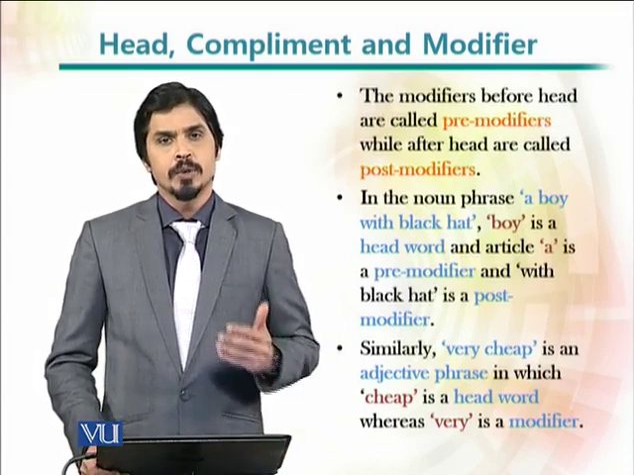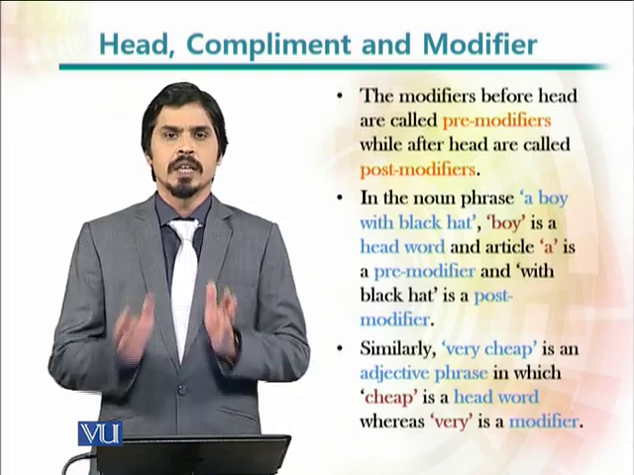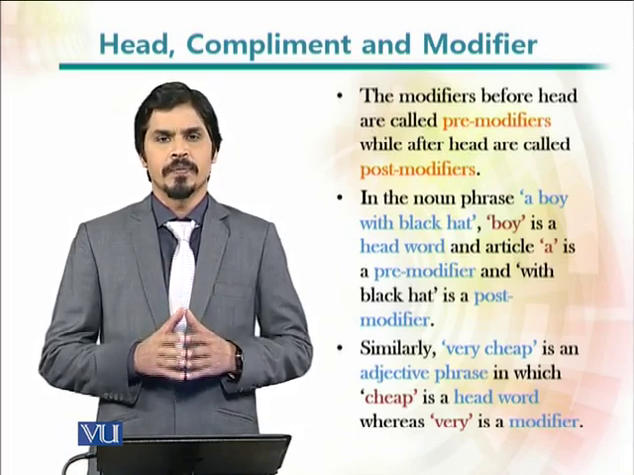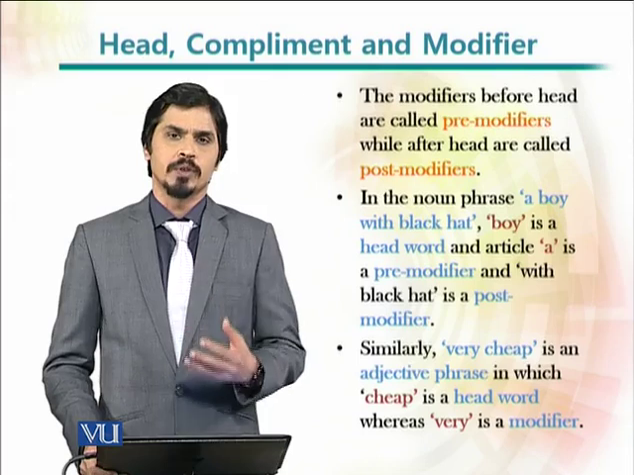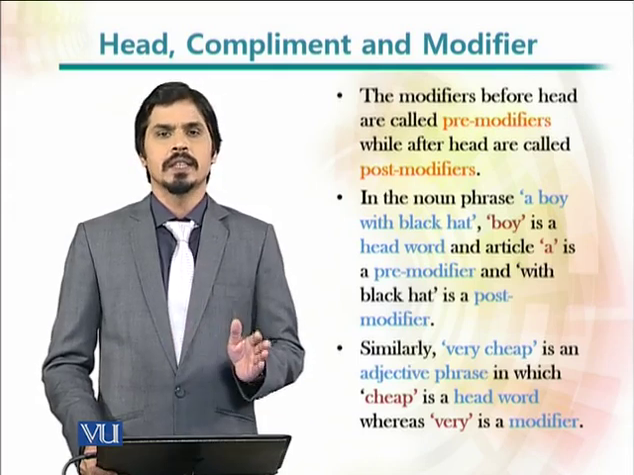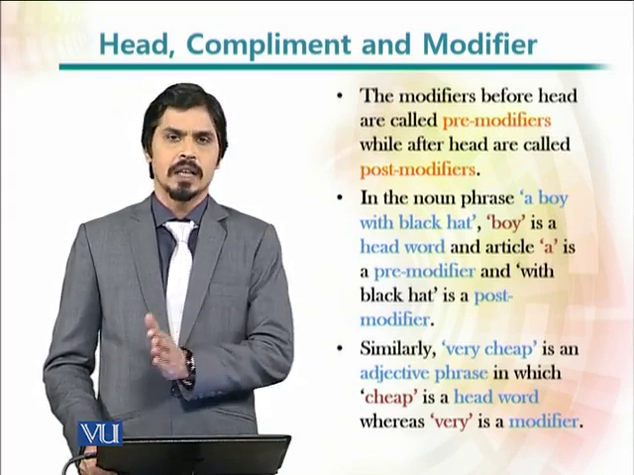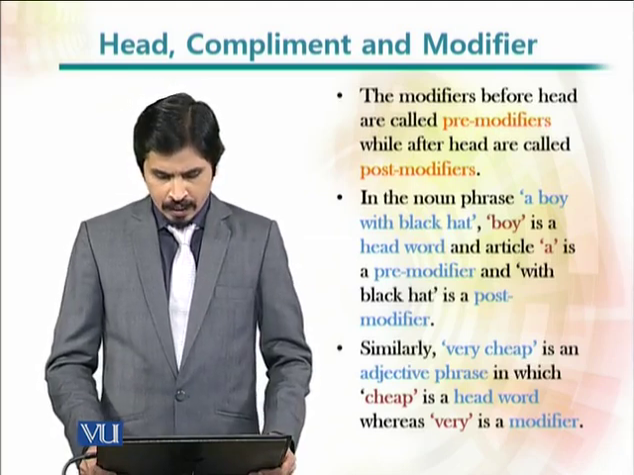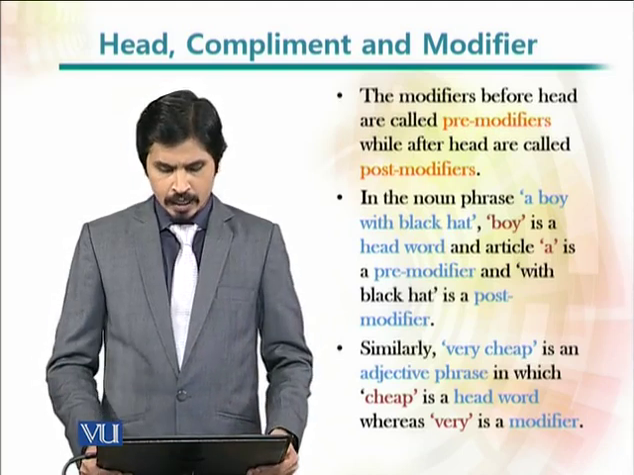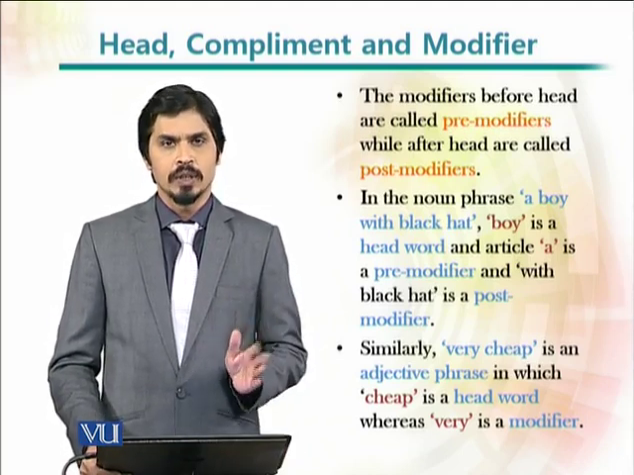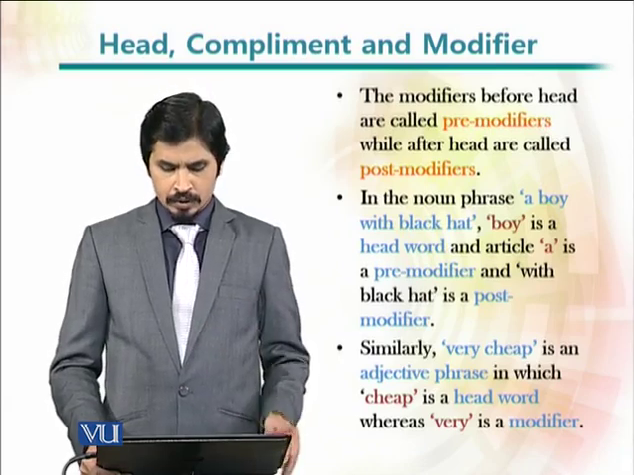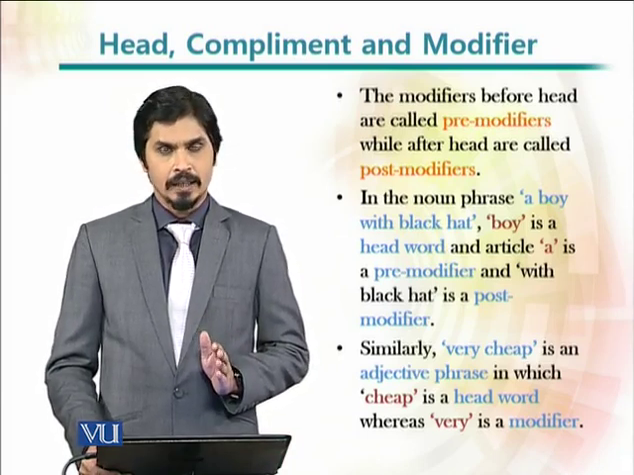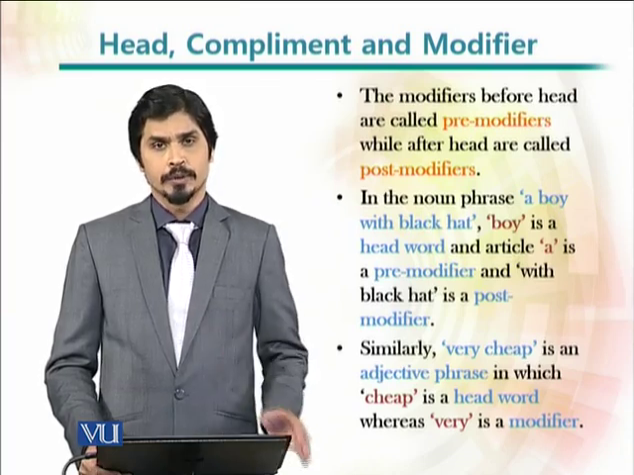There could be pre-modifiers and post-modifiers based on their position in a sentence in relation to the head word. Those words or modifiers which occur before the head word are known as pre-modifiers, and those which occur after the head word are known as post-modifiers. If you just look at the example here, a boy with black hat. Boy is the head word in this noun phrase, and we could see the article a can be seen as a pre-modifier, and with black hat can be seen as a post-modifier.